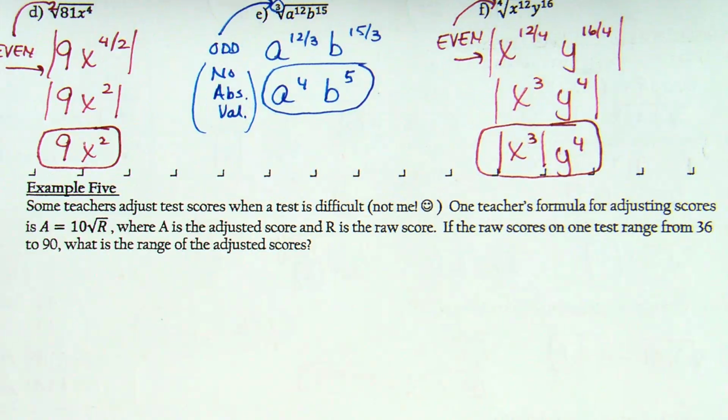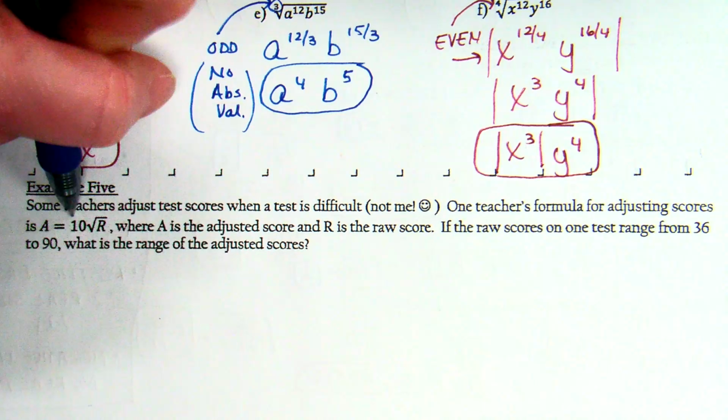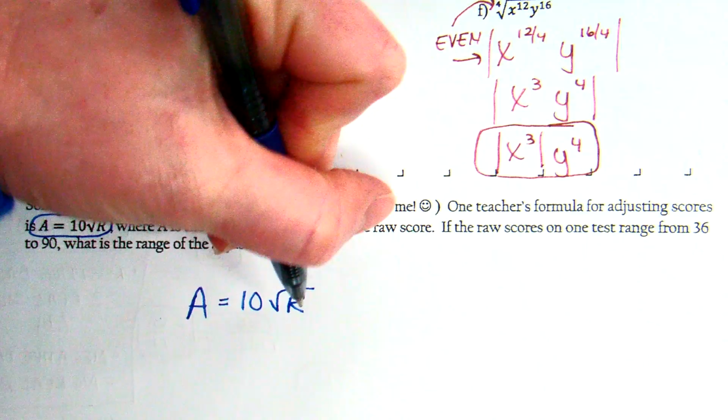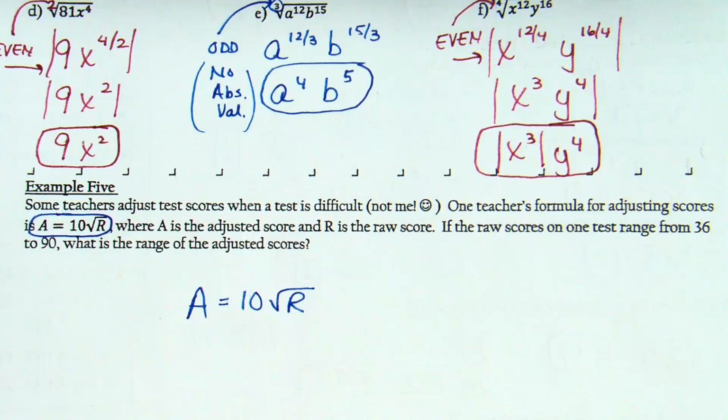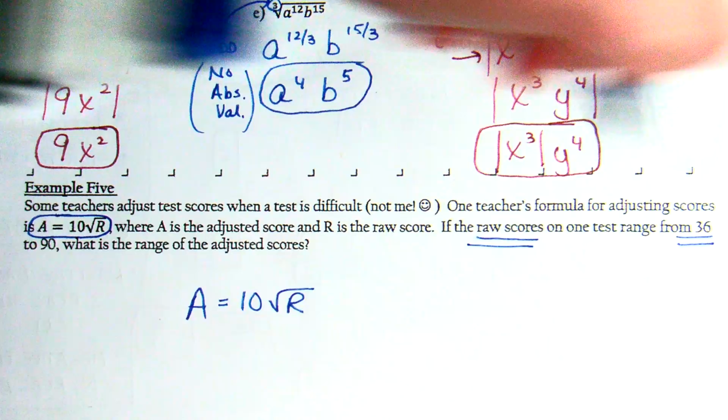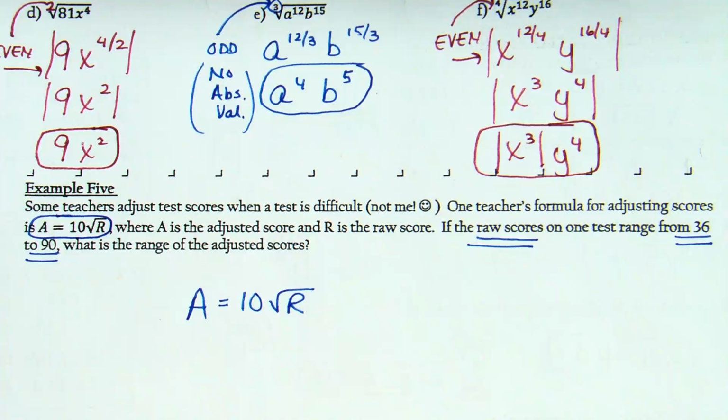So one key thing I see, what did they give me? They gave me a formula. I love when they give me a formula, because then I don't have to try and figure out a formula. And they also gave me raw scores of 36 and 90. So they're giving me 2 raw scores, 36 and 90. And so they're saying that's the range. The smallest raw score is 36. The largest raw score is 90. They want us to now, in turn, find the range of adjusted scores.